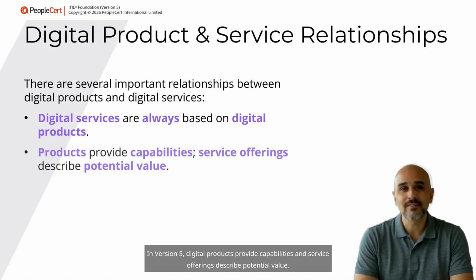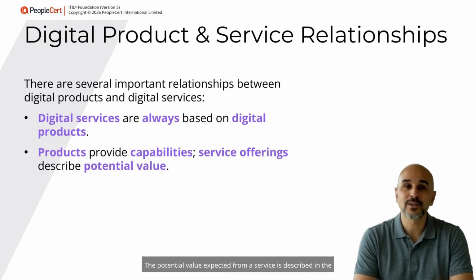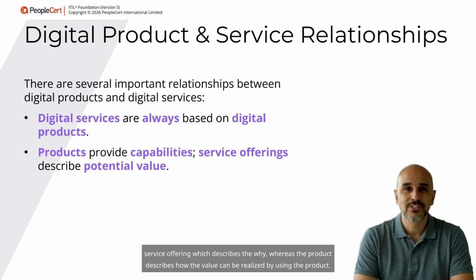In version 5, digital products provide capabilities and service offerings describe potential value. The new thing here is how version 5 clearly shows the role of digital products and services to enable value. The potential value expected from a service is described in the service offering, which describes the why, whereas the product describes how the value can be realized by using the product.